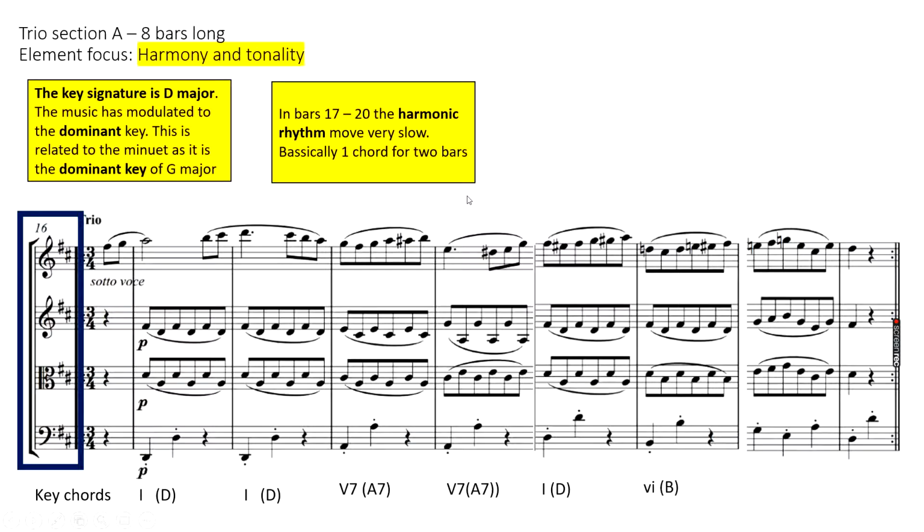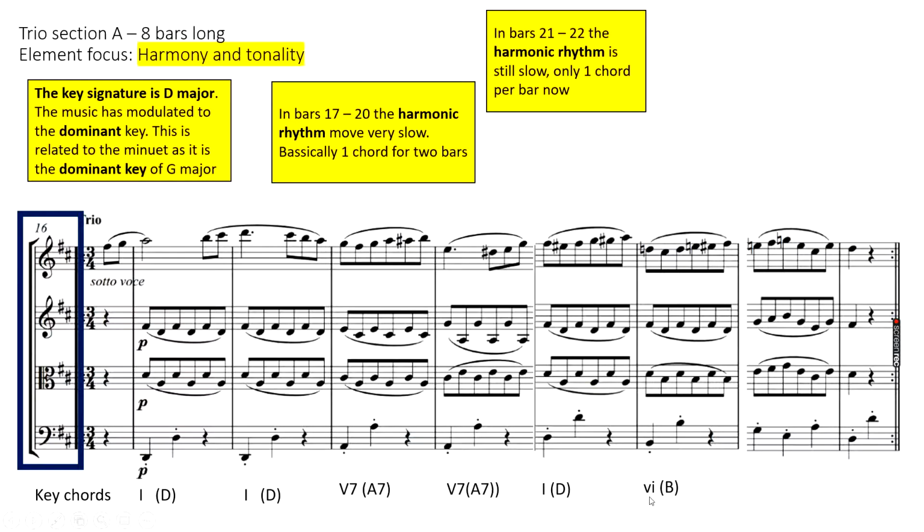As we carry on, in bar 21, we go back to a D chord. And then in bar 22 we go to a 6 chord, which is minor, the B minor chord. If we're looking at the harmonic rhythm here, so the speed of the chords in bars 21 and 22, remember harmonic rhythm, speed of the chords, it's still slow because he is only using 1 chord per bar. But it's not as slow as bars 17 to 20.